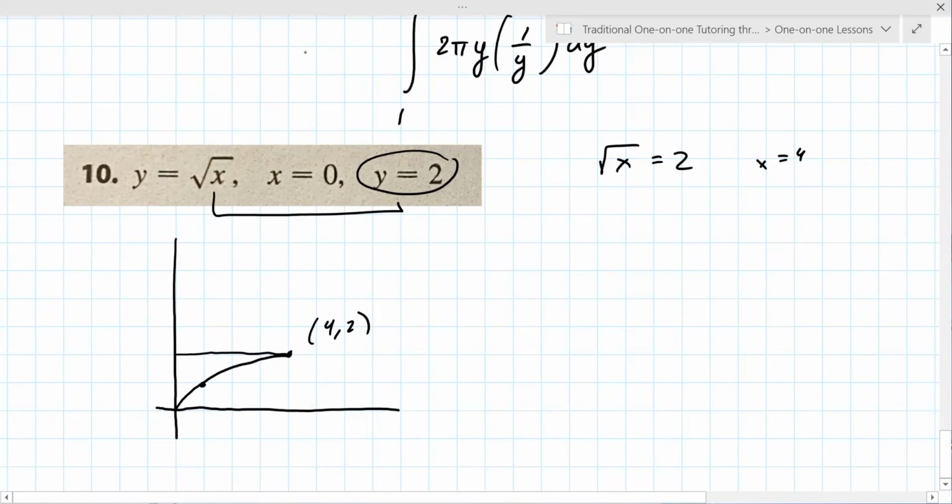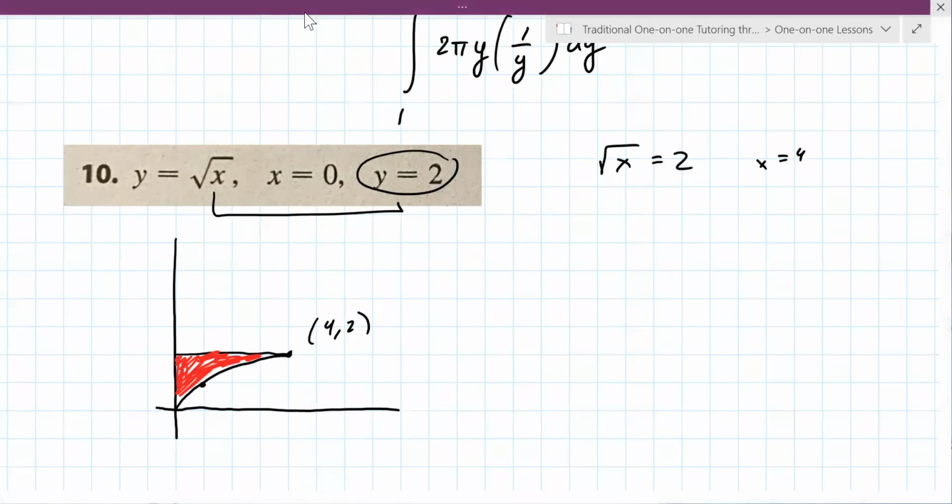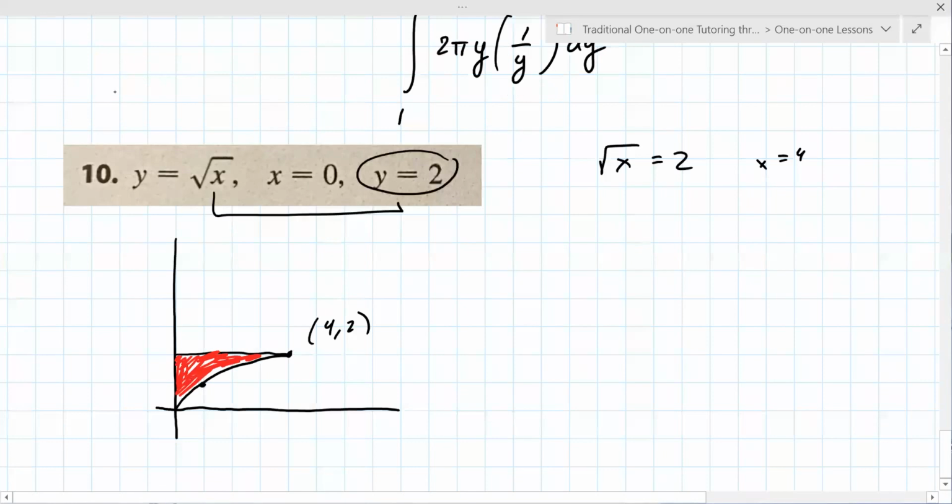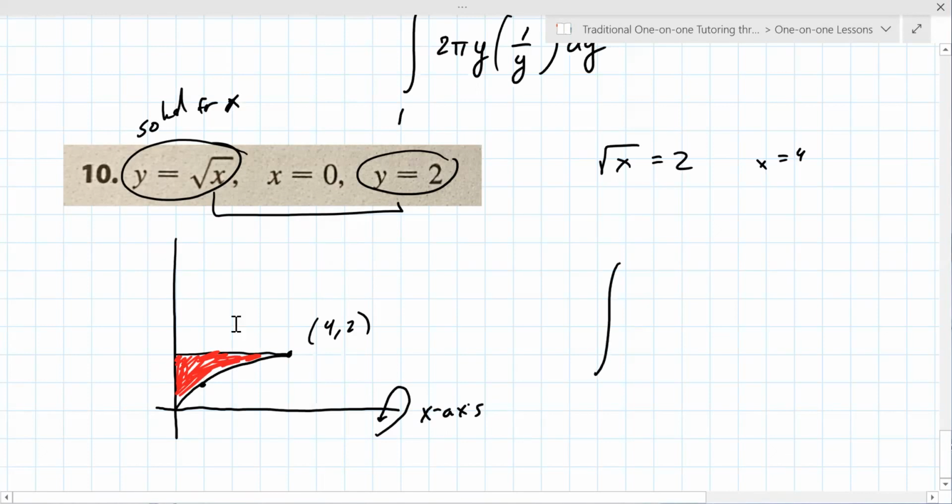And I'll shade it in red again. Okay. So you're doing it around the x-axis again. Notice if you're doing it around the y, it wouldn't be that bad either, but it's about the x-axis. So this first one needs to be solved for x, because you're doing everything in terms of y in your integral. And that's another thing you're going to see: you'll have to be comfortable switching between them.